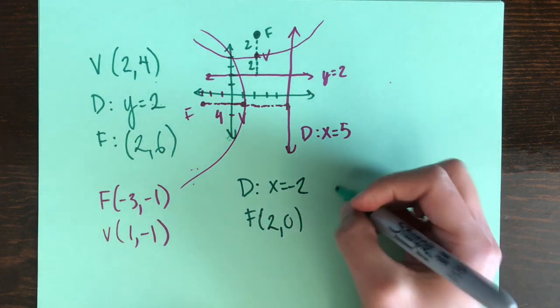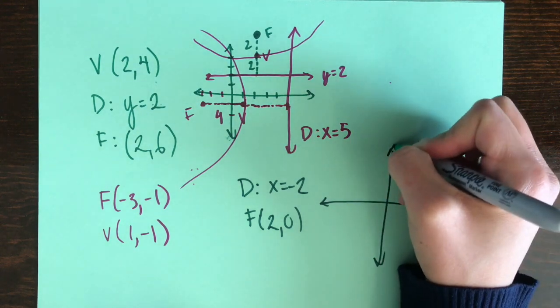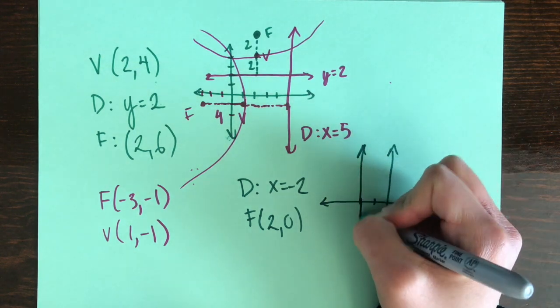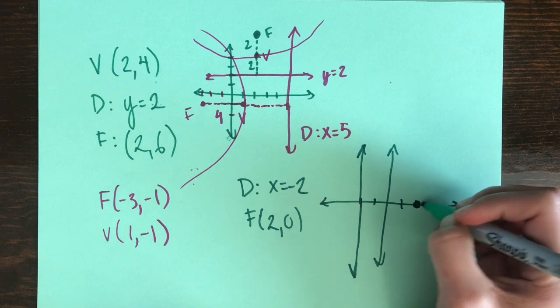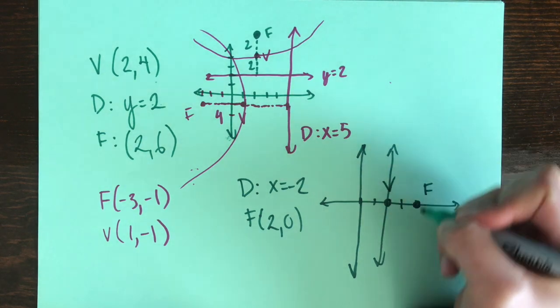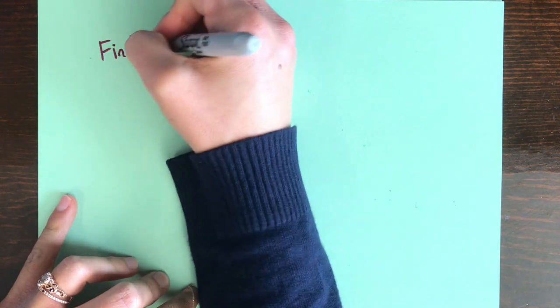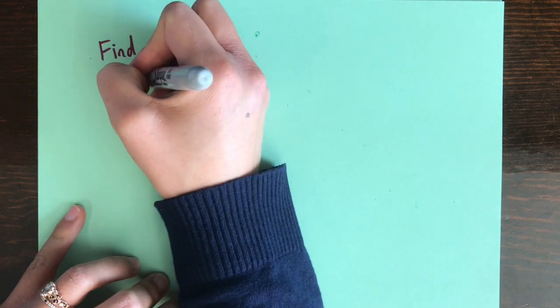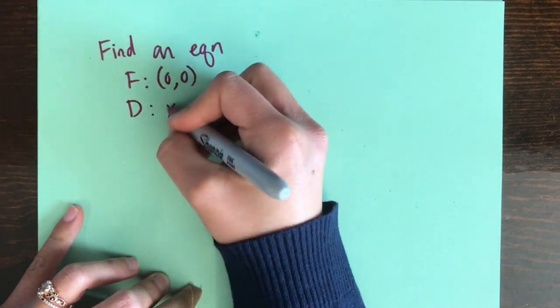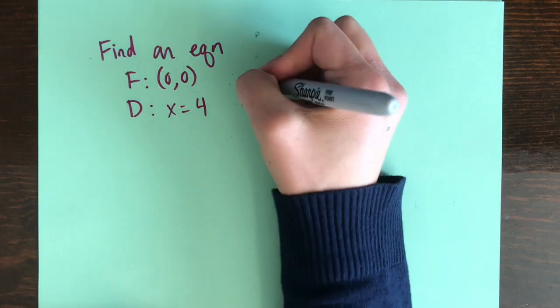Now let's suppose I have another example where the directrix is x = -2 and the focus is (2, 0). So I've drawn my directrix there, it's a vertical line, and my focus is the point (2, 0). I know my vertex needs to be right in the middle, which means it would be the point (0, 0).